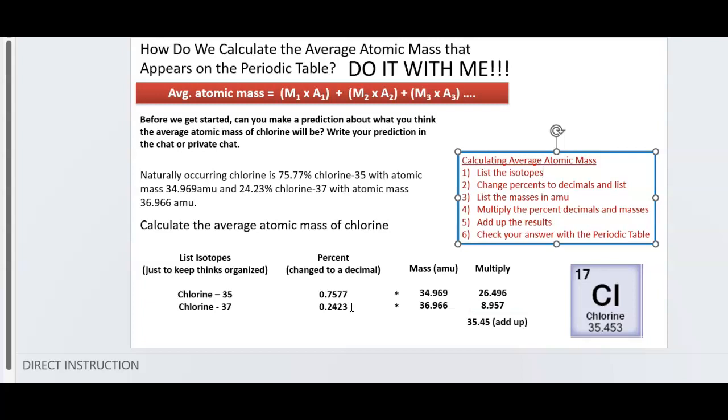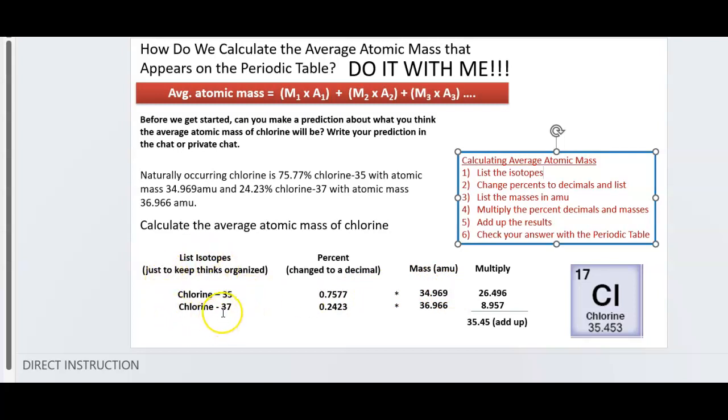And so now we're in step 4. Step 4 says to multiply the percent decimals and the masses. And so if I go across, I have 0.7577 times 34.969. So you're just going to multiply across.